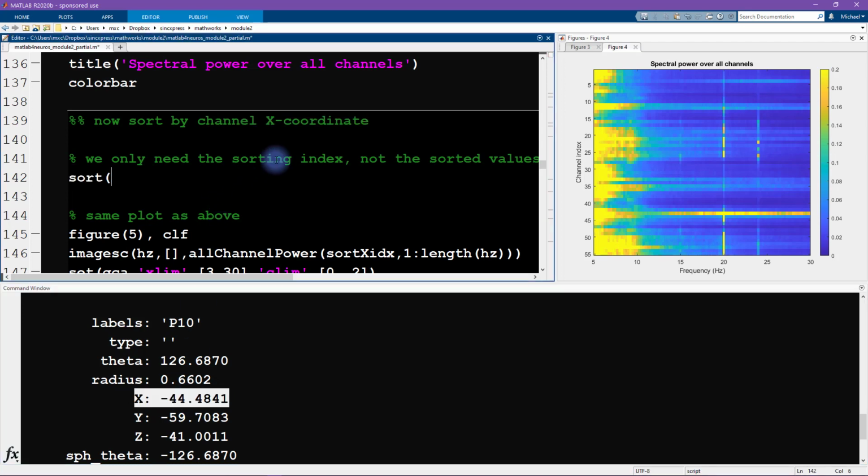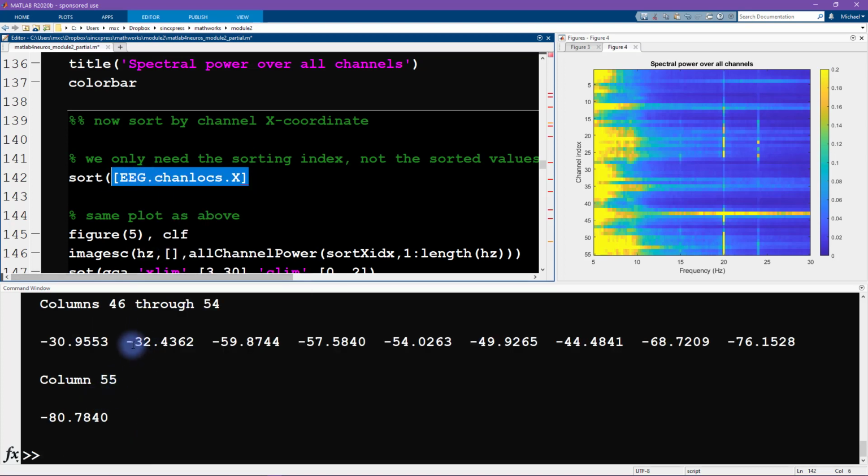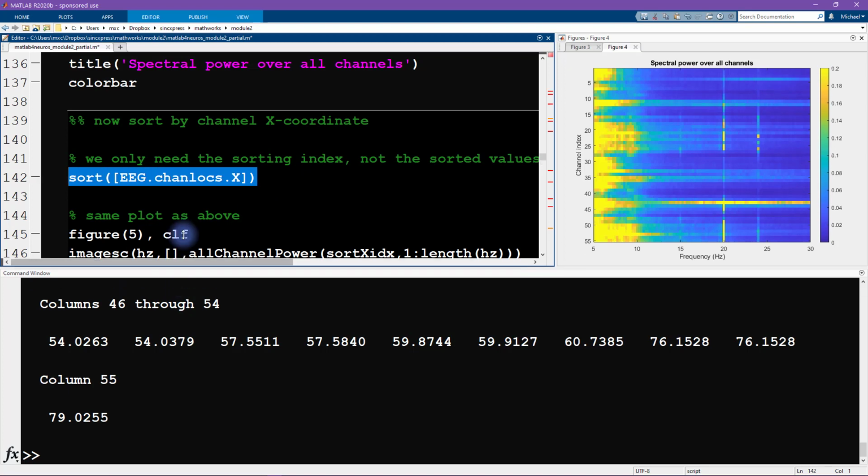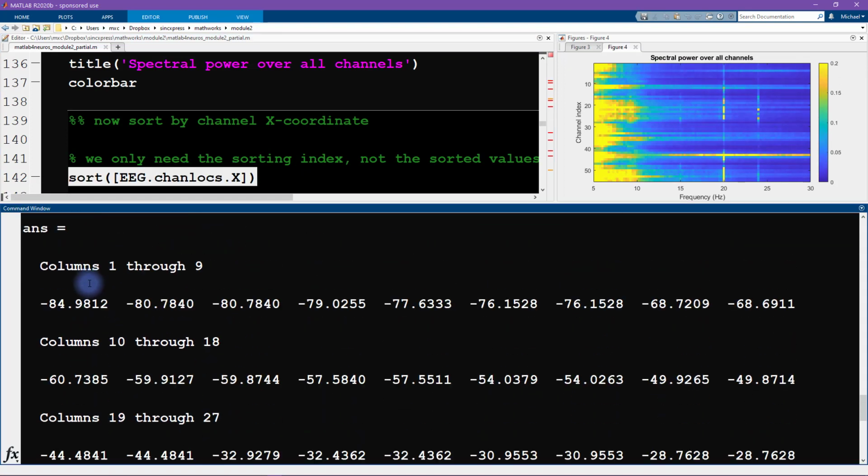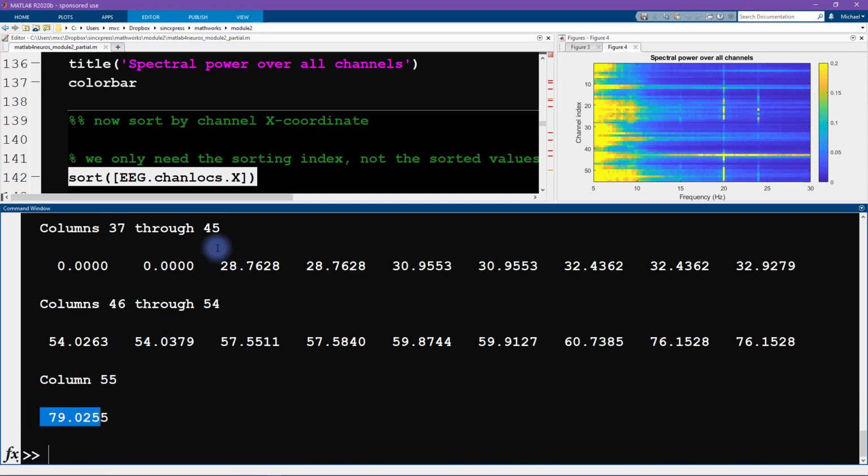So the function is sort, and I'm using square brackets here to concatenate all of the x-axis values from all 55 channels. That looks like this. This gives us a vector. All right, so now we are going to sort these results. You can see in the output here that we get sorted values. They start from being large magnitude negative to large magnitude positive.